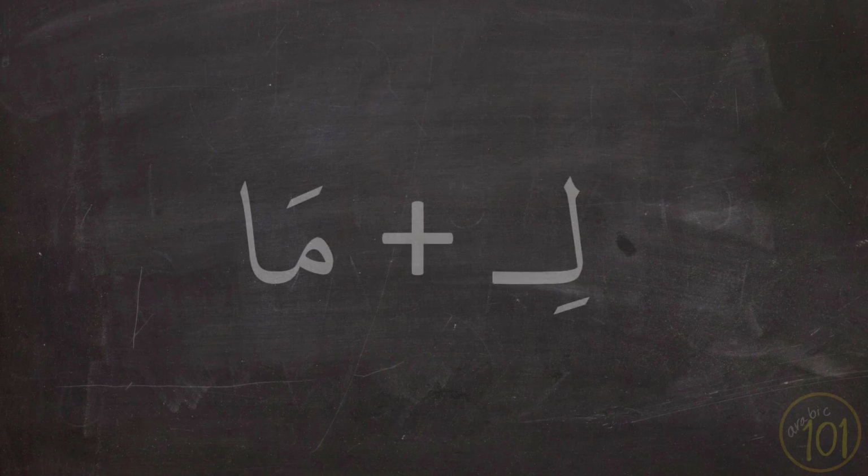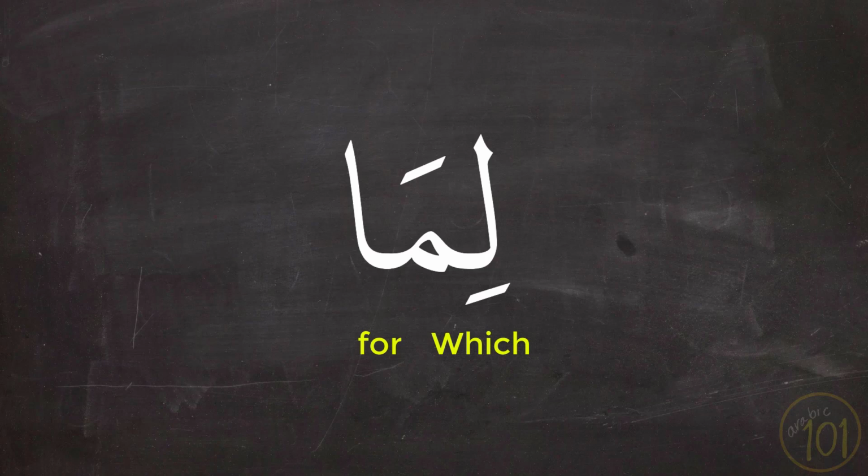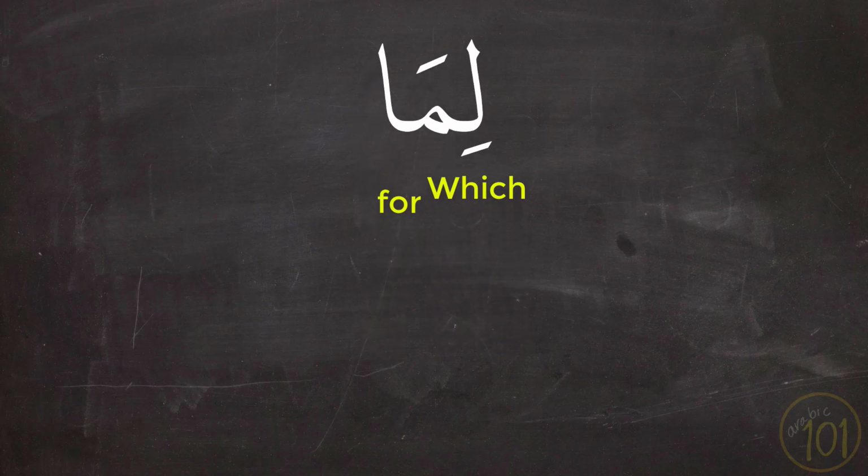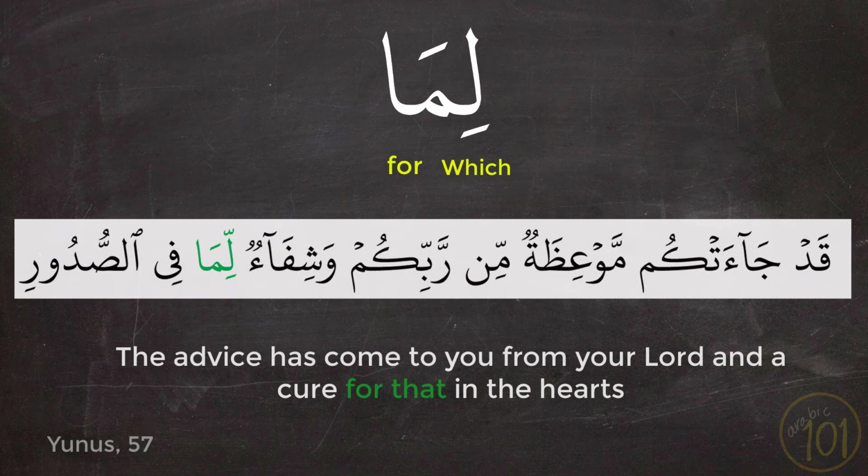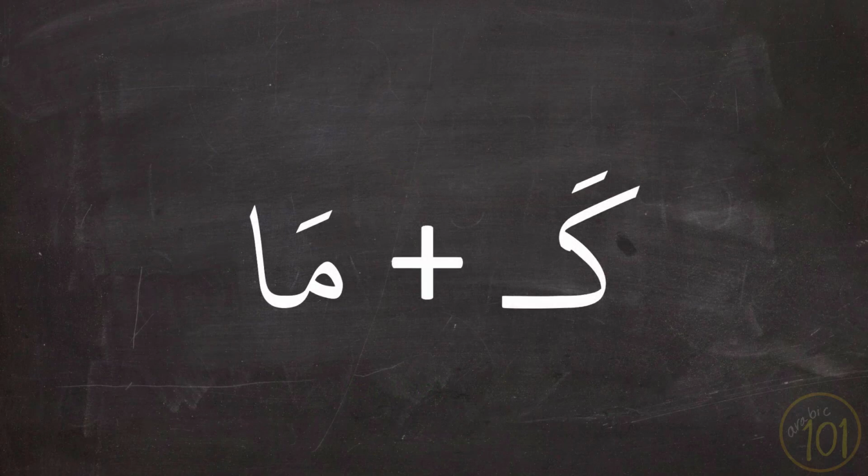Next is the combination of li and ma. Li means for, which means that lima is the combination and it means for which, like in this example. قَدْ جَاءَتْكُمْ مَوْعِظَةٌ مِّن رَّبِّكُمْ وَشِفَاءٌ لِّمَا فِي الصُّدُورِ.